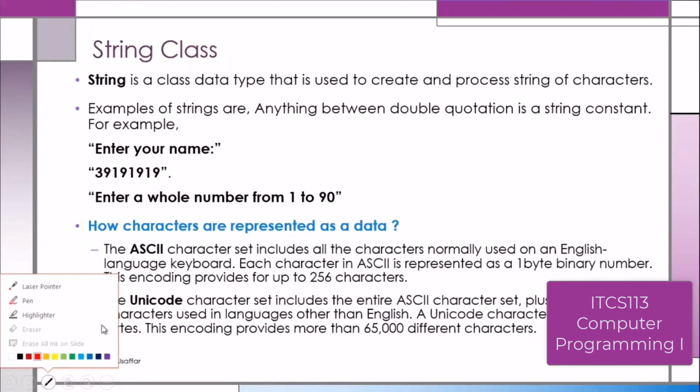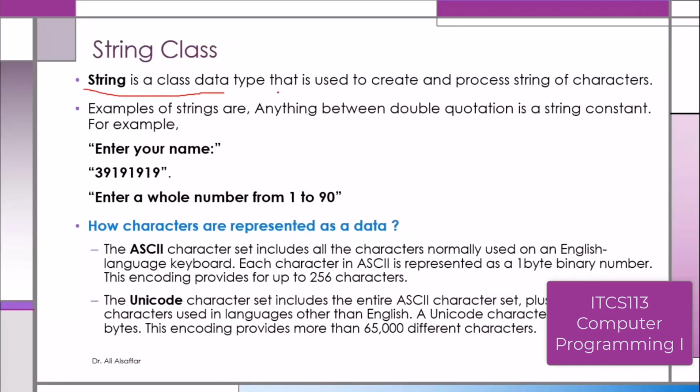So what is a string? A string is a class data type that is used to create and process a string of characters. When we say string of characters, it means more than one character. What is a character? Just to remind you, a character is either a letter, or a number, or any other symbol, like enter, dollar sign, brackets, and so on. We combine them all together and we call them characters.